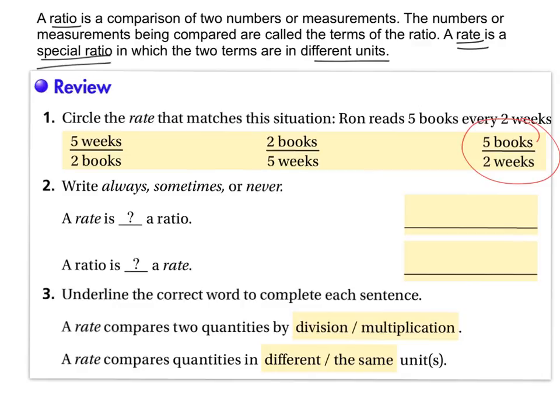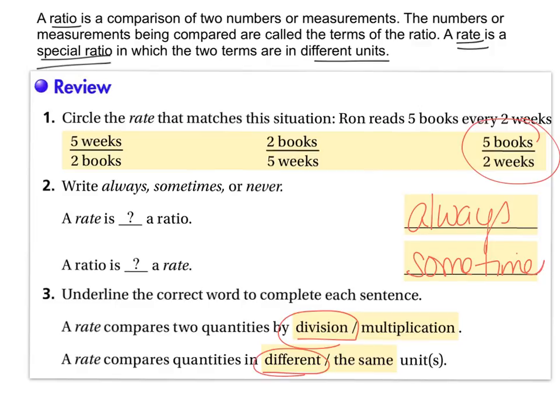As you saw in our definition, a rate is always a ratio. It's a special type of ratio, so it's always a ratio. But a ratio is only sometimes a rate, because a ratio is a comparison, and a rate is a comparison where they're different units. So a rate compares the two quantities by division. And again, a rate compares quantities in different units.